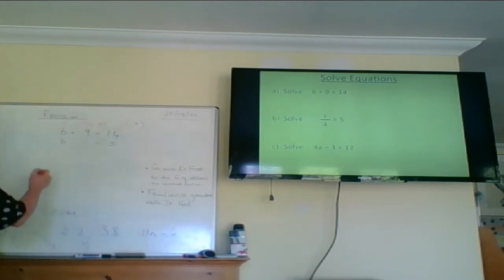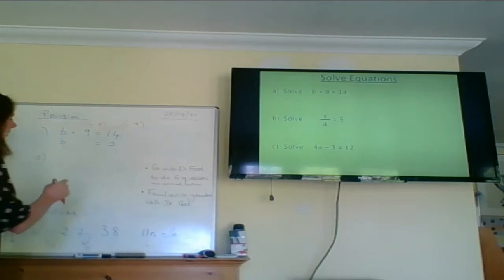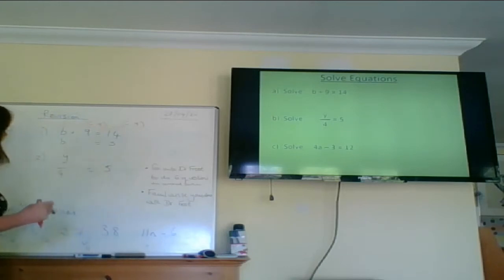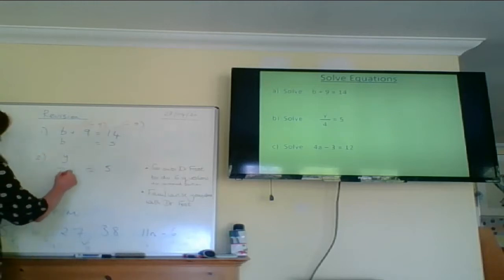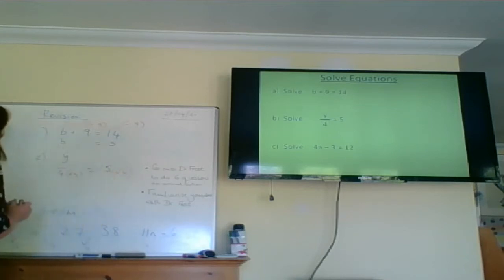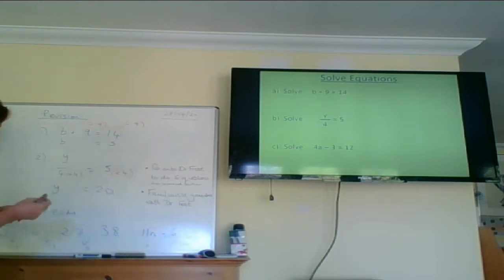Okay, then we are solving y over 4 equals 5. So we need to do the opposite. Okay, so doing big maths, the opposite. So we're dividing that, so we need to times it. So divide by 4 times 4 just leaves you with y. Okay, and we times by 4 on that side as well. So therefore y equals 20.